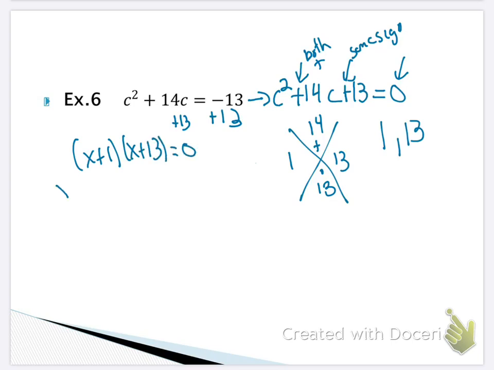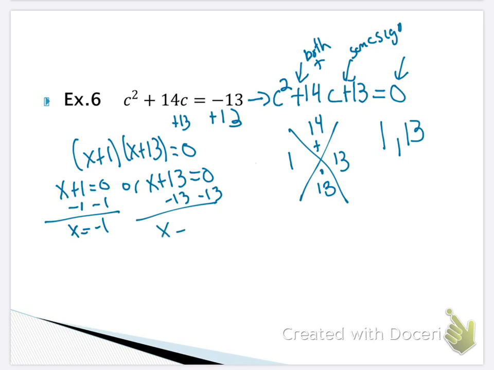We have to break that apart, so x plus 1 equals 0, or x plus 13 equals 0. Subtract 1, x equals negative 1. Subtract 13, x equals negative 13. So either negative 1 or negative 13 will create this equation to be equal to 0.